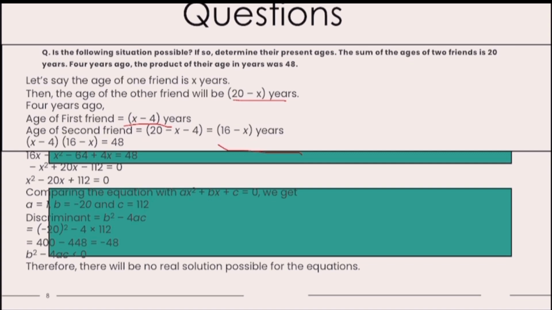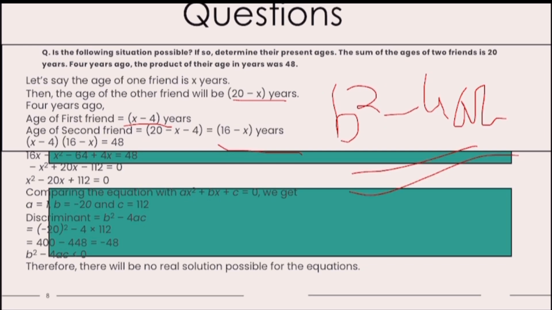So by putting it together, x minus 4 into 16 minus x is equal to 48. We will get x square minus 20x plus 112 is equal to 0. By using b square minus 4ac, we can find this answer really quickly. So here we will be getting no real solution for the equation.